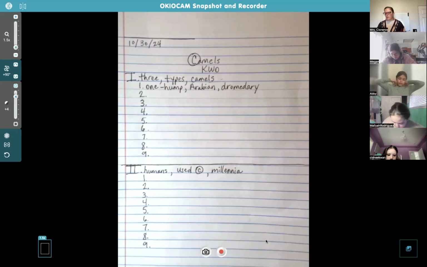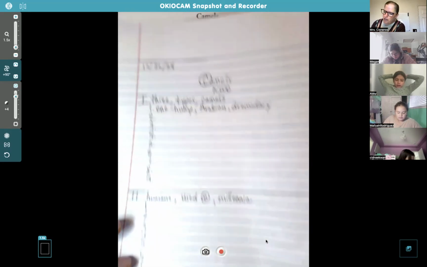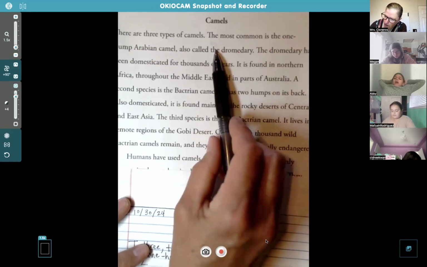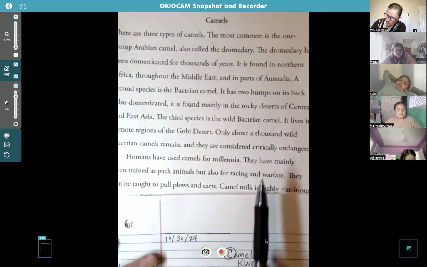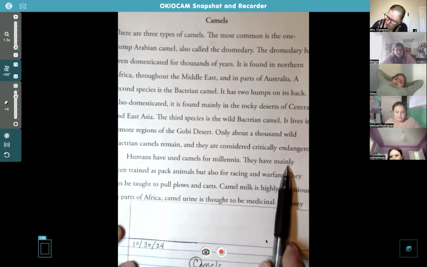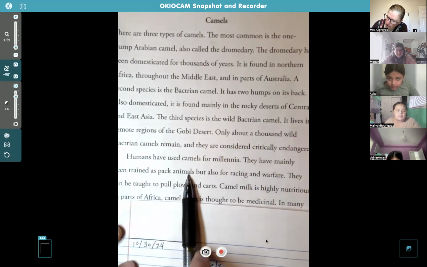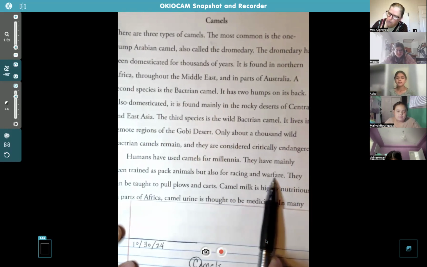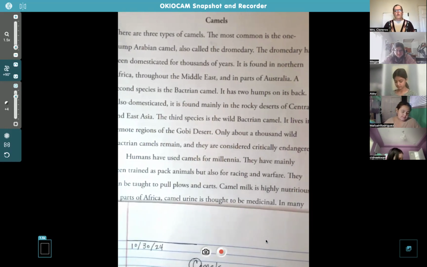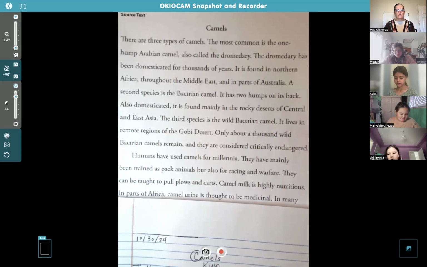Okay, good. And let's look at the next sentence. And Malia, this is going to be for you. They have mainly been trained as pack animals, but also for racing and warfare. What can we put on the outline to remember that sentence? What do you think? And we could use symbols if we need to.